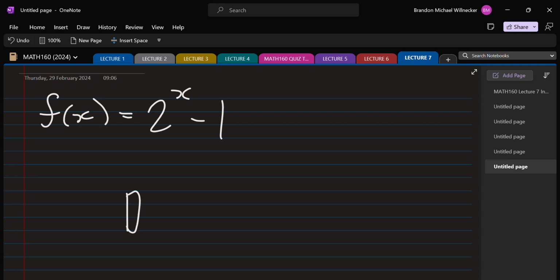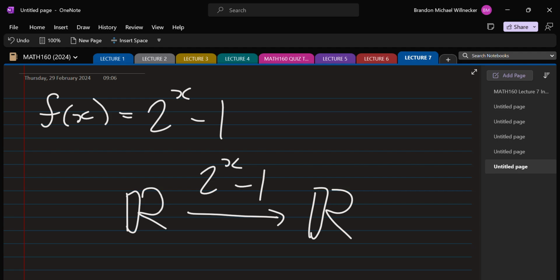Okay, so good guess, real to real, 2 to the x minus 1. Okay, is that a good domain? Yes, it's a good domain. There's no 1 over x, there's no dividing by 0, there's no roots to worry about. Domain's fine. Okay, what about the target? Is the target equal to the range? No, it's not. 2 to the x minus 1 has that horizontal asymptote. So there's problems with that.